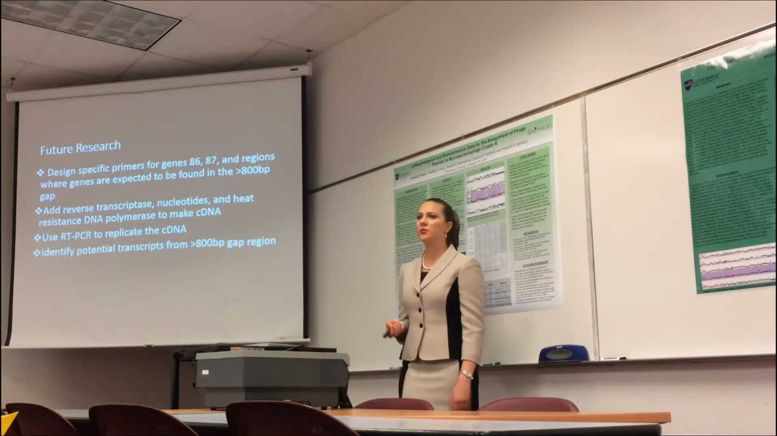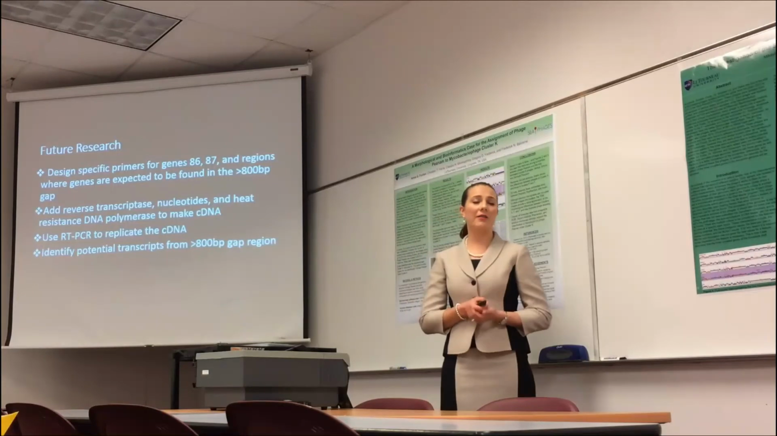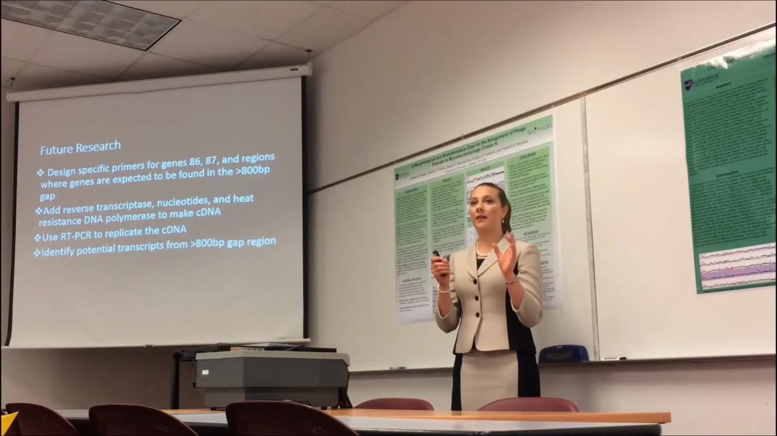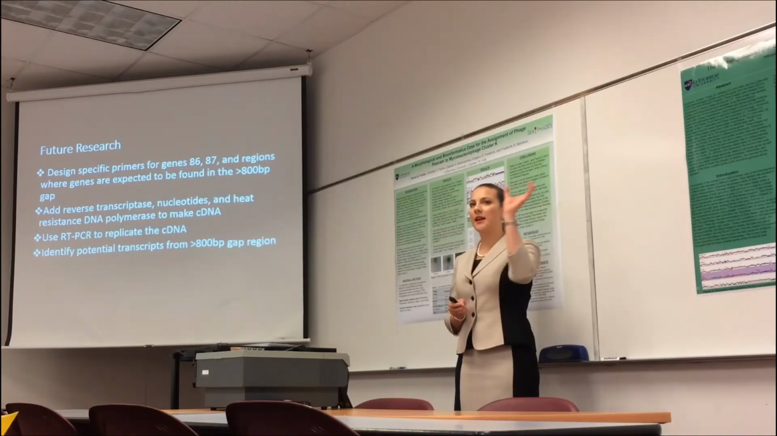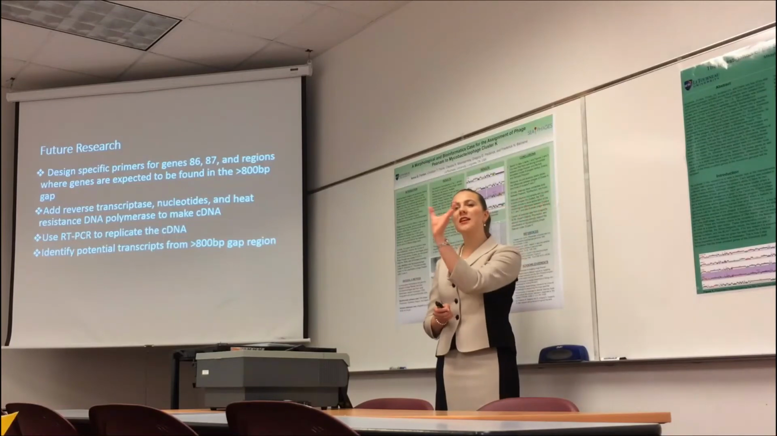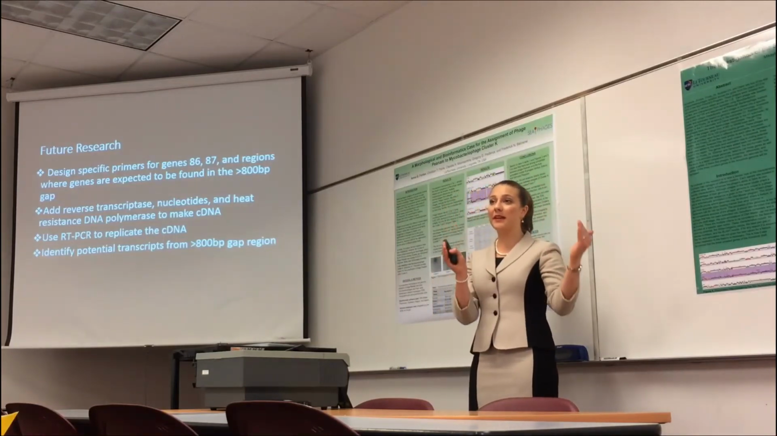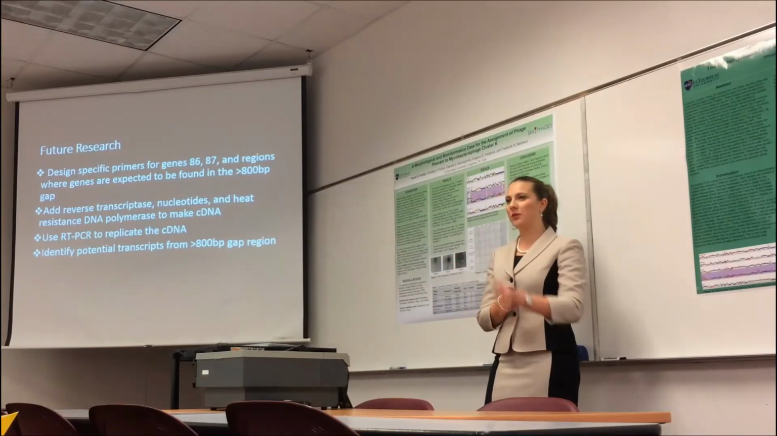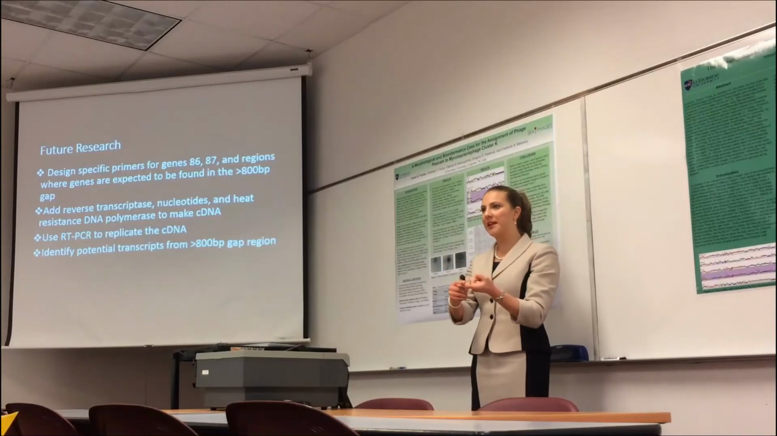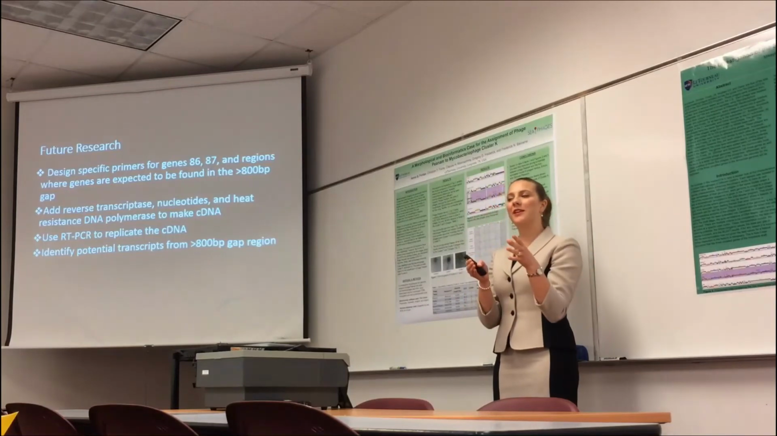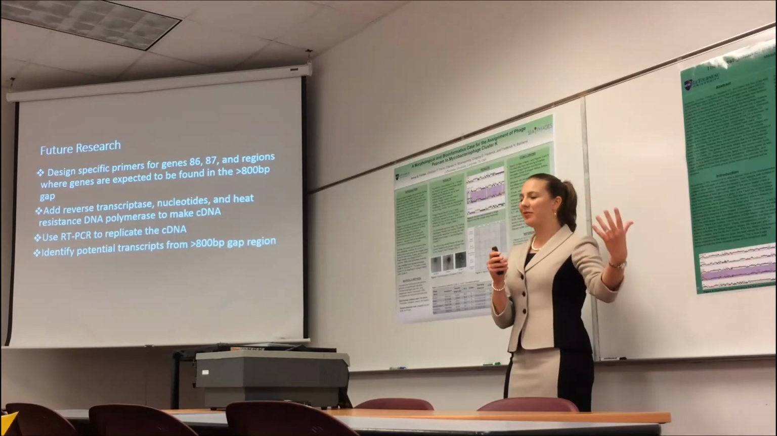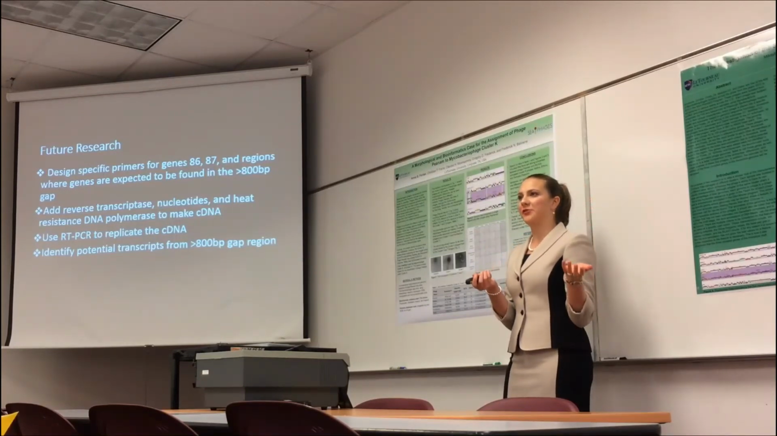So in terms of future research, we want to take a step away from the strict bioinformatic analysis. What we want to do is create primers that align with the second to last gene, 86, and then gene 87, which is the last gene. And then each of those regions in the 800 base pair gap where we expected to see coding potential. So we'll create primers for those, and then using reverse transcriptase, heat-resistant DNA polymerase, and nucleotides, create cDNA. Once we create the cDNA, then we can do RT-PCR to go ahead and amplify that and then see if we have any potential transcripts.